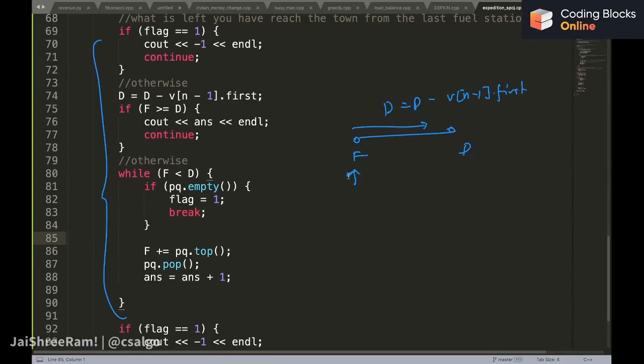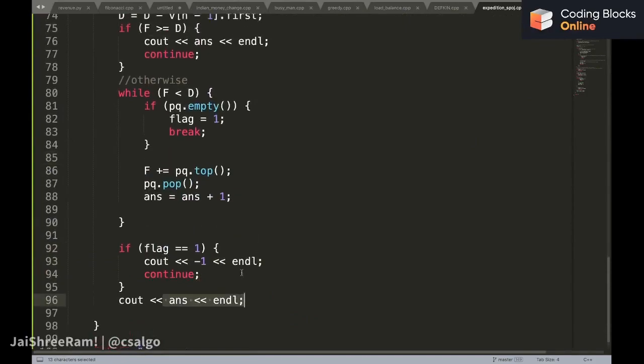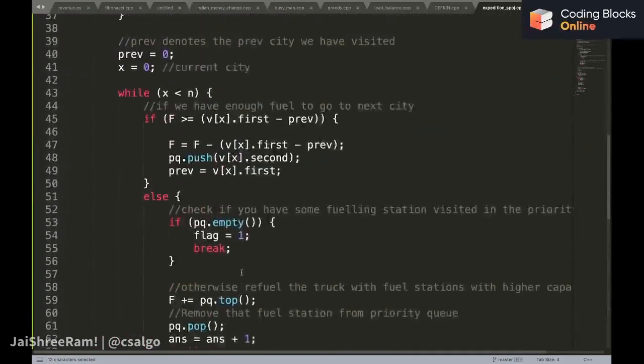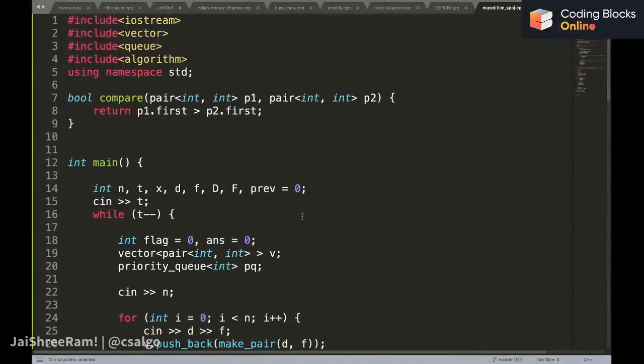And if you don't have enough fuel, you keep on recharging the fuel from the priority queue, and if at any point the priority queue becomes empty, that means it's not possible to reach the last station, and then you do cout -1. So this is how we have broken down our problem and solved it with the help of a priority queue.